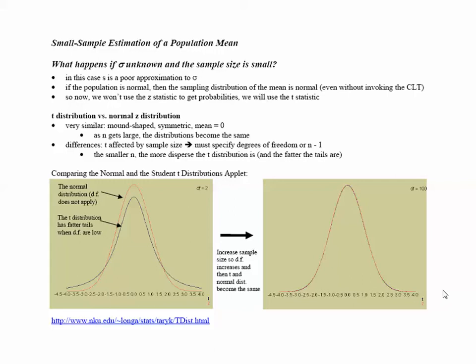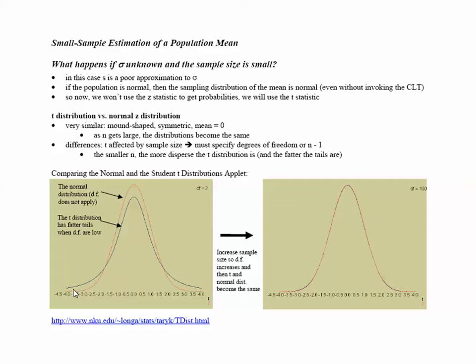That's the first tenet of the central limit theorem. So now we won't use the z statistic to get probabilities, we'll use the t statistic. Now don't worry too much because the difference between these two is not too significant. As the sample size increases, the t distribution, which is the blue line here, approaches the z distribution. The difference between the t distribution and the z distribution is the t distribution tends to have fatter tails.